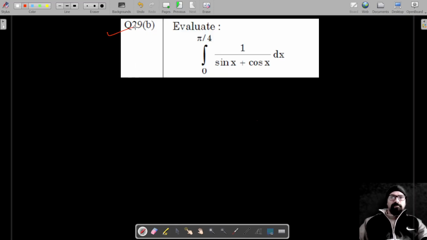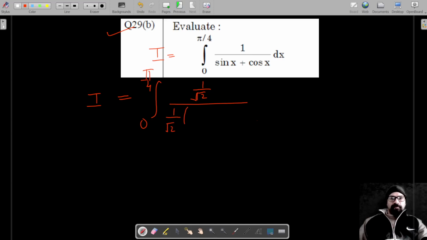For question number 29, part B, we have to evaluate the definite integral of 1 upon sine x plus cos x for the limits 0 to pi by 4. Let's say this is our integral I. So I'm going to get it into some standard form. For that, I'm going to multiply and divide this with 1 by root 2. So this is sine x plus cos x into dx.